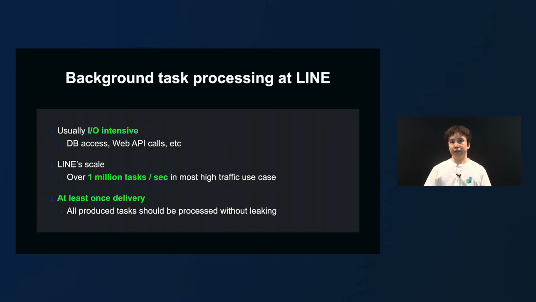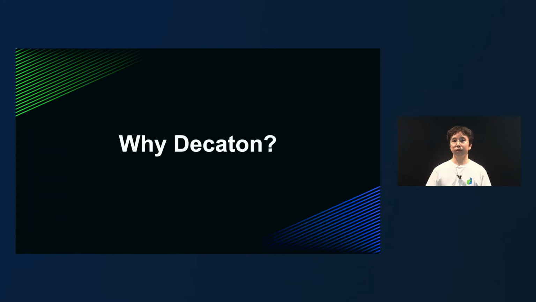At Line, we often have I/O-intensive background task processing, such as database access and web API calls. Also, at Line, the task processing traffic is large scale. Most high traffic use cases actually have over 1 million tasks per second. Also, the reliability of task processing is crucial. A huge amount of traffic needs to be handled, and all tasks need to be processed with at-least-once delivery.